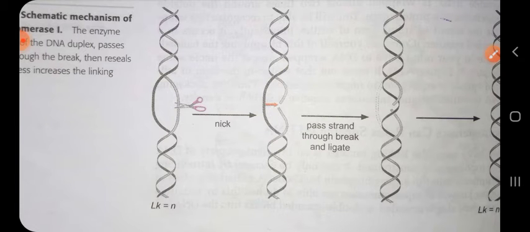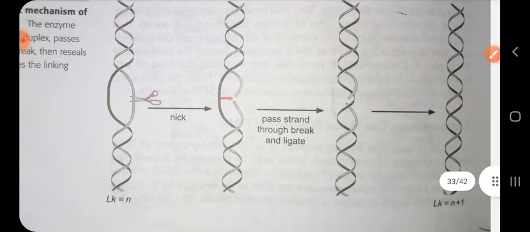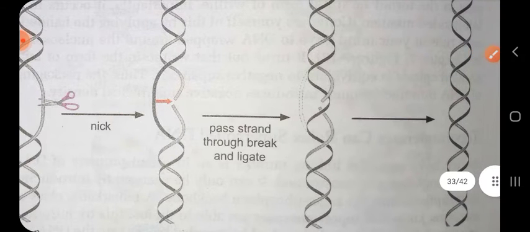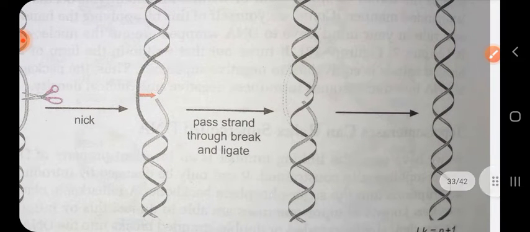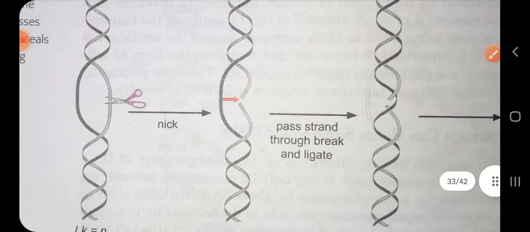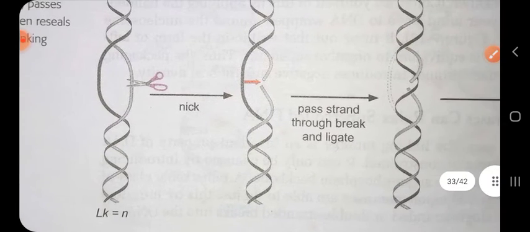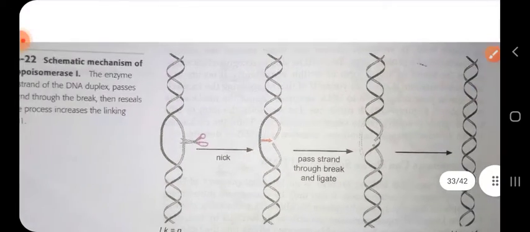You can see after cleaving it says pass strand through the break and ligate. That means the uncut strand passes through that break, and after passing through, the strand which has been cleaved by topoisomerase 1 is resealed again, and thus we get the normal helical form of the DNA. So in this way topoisomerase 1 and 2 carry out their function.